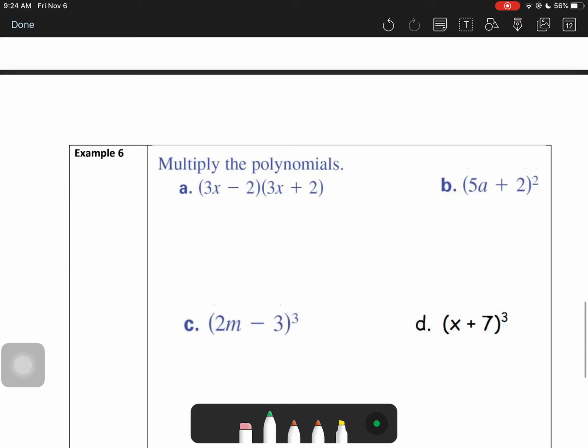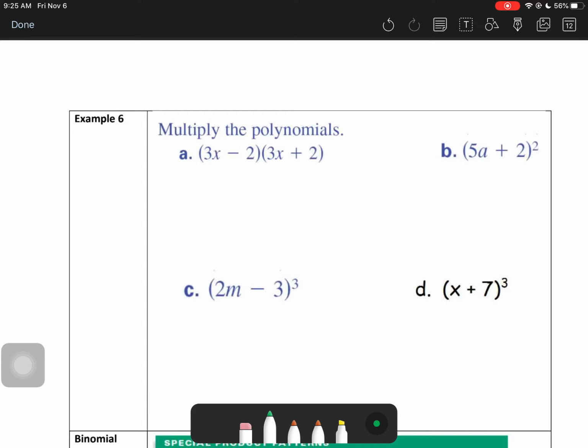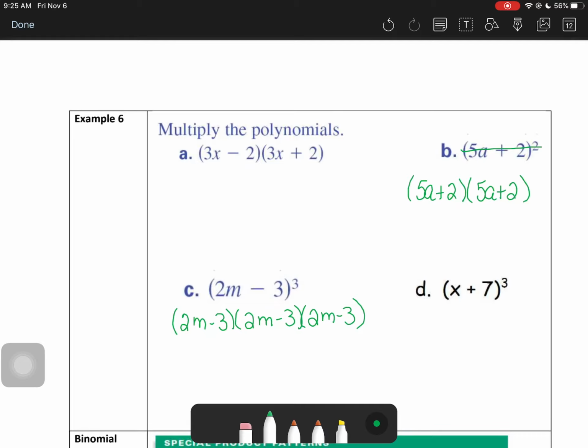So, would you please complete example number 6, and remember that if you have an example like letter B, that (5a + 2) to the second power means (5a + 2) times (5a + 2). There are 2 of them, and that needs to be FOILed. You cannot just bring the exponent in. So likewise, when you have (2m - 3) to the third power, that means there are 3 of them. And you need to multiply 2 at a time, and then you need to multiply by the third.